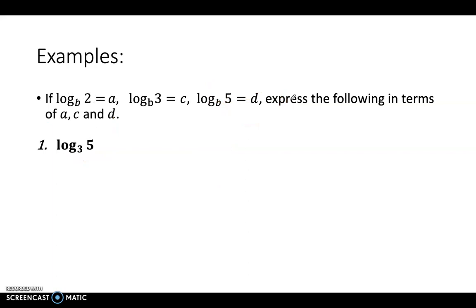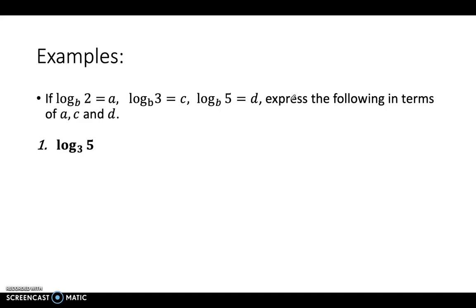Next! How about if we have this kind of expressions? For example, you're given the logarithm of 2 base b, which is equal to a, the logarithm of 3 base b, which is equal to c, and the logarithm of 5 base b, which is equal to d. We're given a specific logarithmic expression, and we want to express its value in terms of a, c, and d.